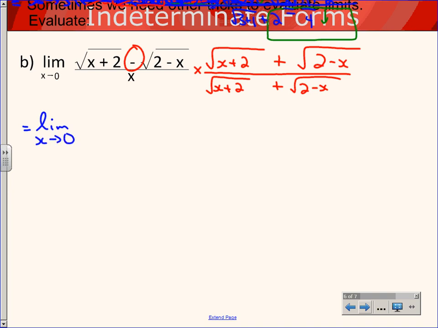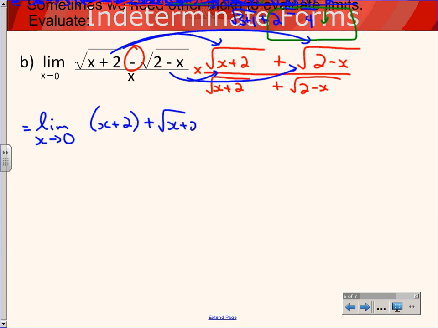And now we'll see what happens as we expand. Remember the denominator I'm going to leave, but the numerator, sorry, there's a lot there now, isn't there? I need to multiply everything in the first by everything in the second. So the first one is root x plus 2 times root x plus 2, which is just x plus 2. The next one, and I guess we'll show it, is going to be plus root x plus 2, the first square root, times that square root at the end, root 2 minus x.